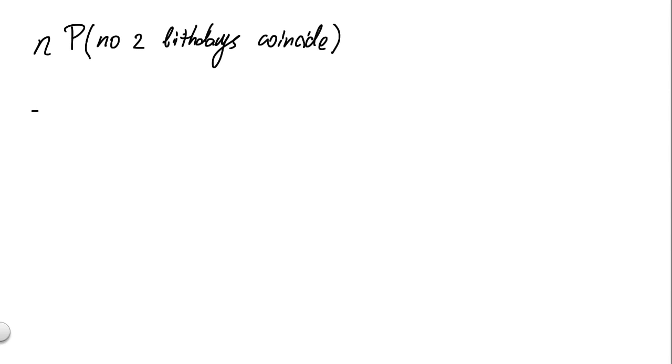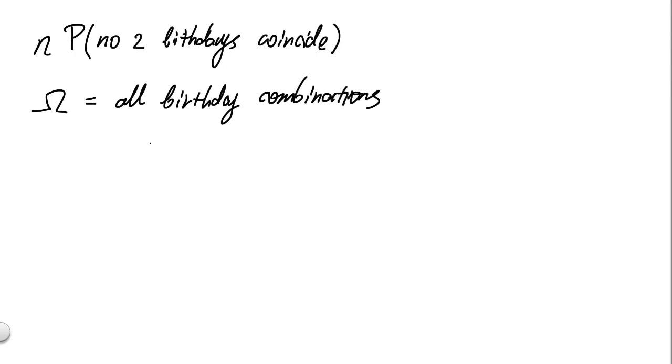To set up the problem, we'll define the sample space omega as the set of all possible birthday combinations. Let's see how big that is. Well, we have a collection of n people, and each person has 365 choices, and therefore the total number of choices for all possible birthday combinations will be this number raised to the power n. So this will be the size of our sample space, omega.